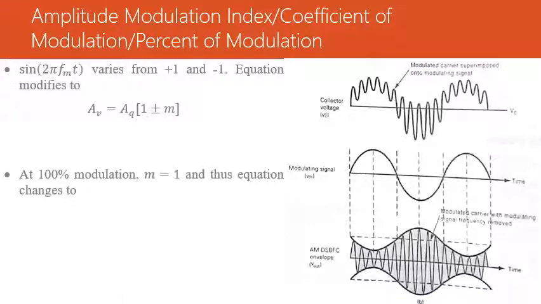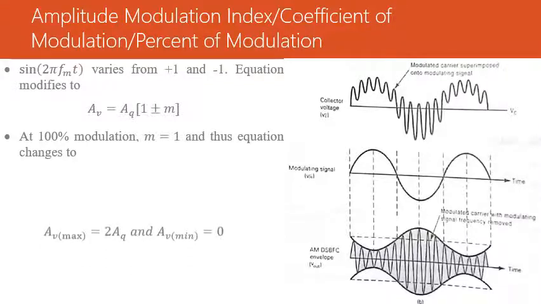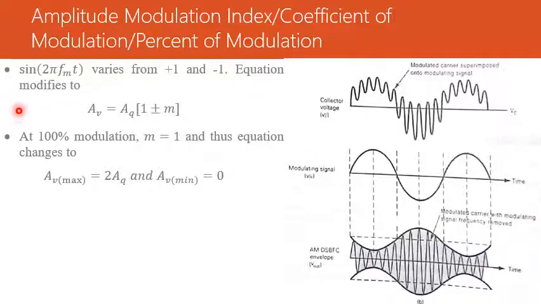And this sine 2 pi FM into T varies from plus 1 to minus 1. Hence the equation can be modified to AV is equal to AQ into 1 plus or minus M. So at 100% of modulation, M is equal to 1, and thus the equation changes to AV max. That is at M is equal to 1, this equation becomes AQ into 1 plus 1, that is equal to 2 times AQ.